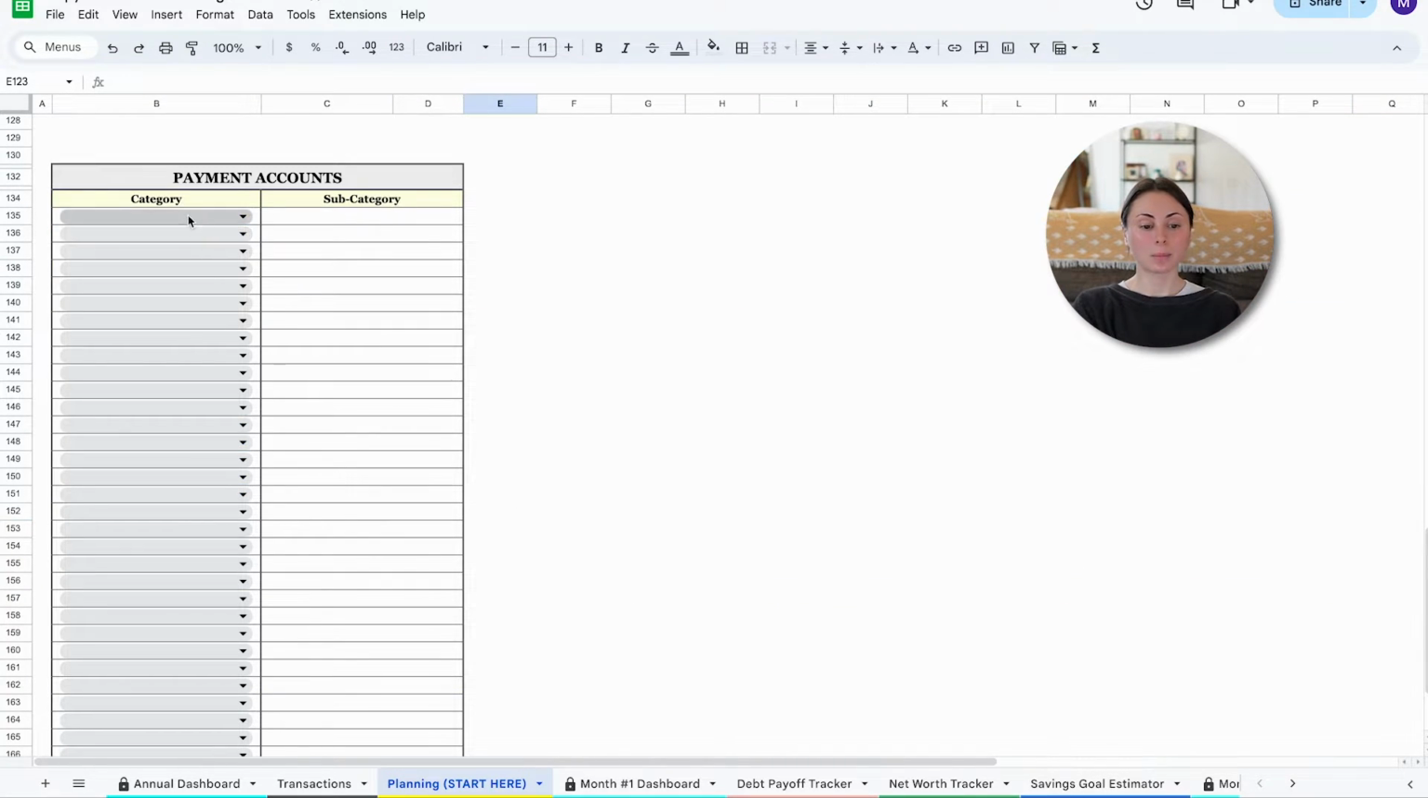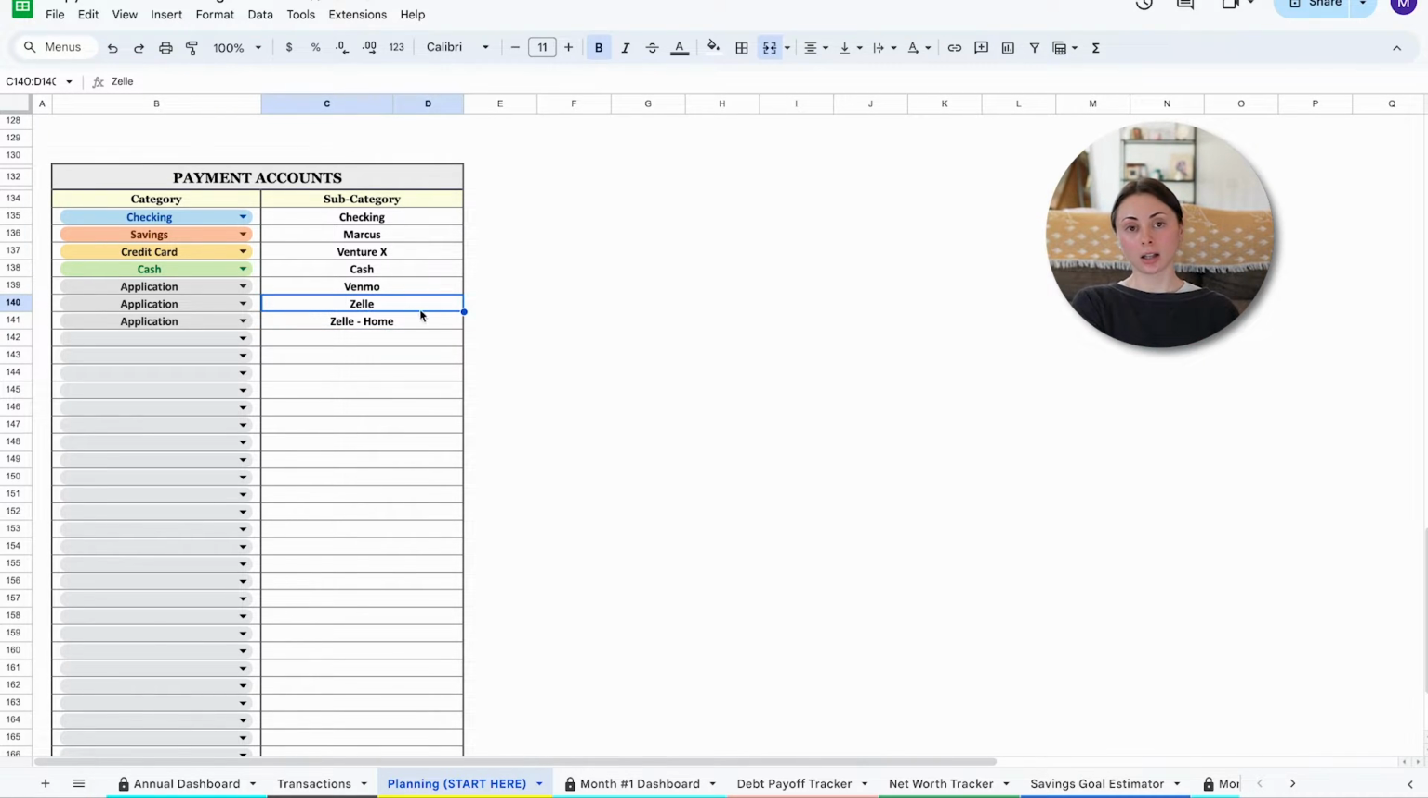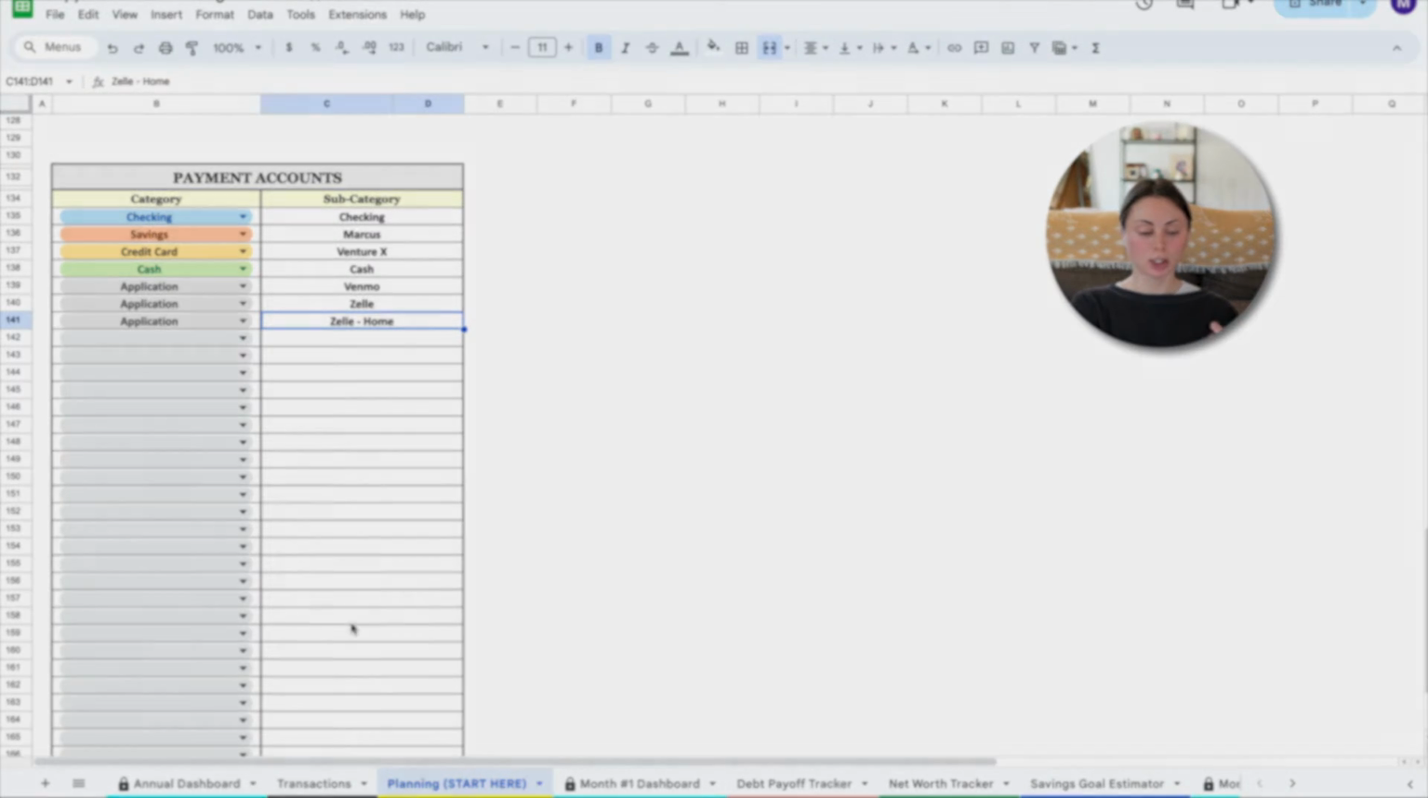Something new to this template is payment accounts. So this doesn't roll up into the monthly dashboards, it just goes into transactions, but you're able to filter through by the payment accounts. So I entered all of my payment accounts. Something I like to do is split up the Zelle that I do for random Zelles versus the Zelles that me and my partner do. And it makes splitting things so much easier.